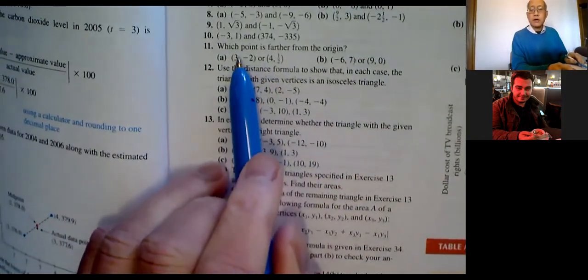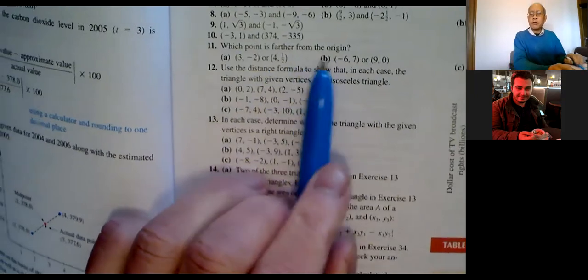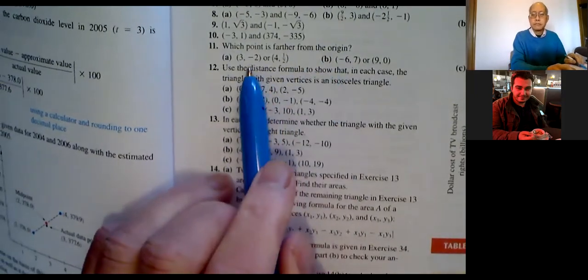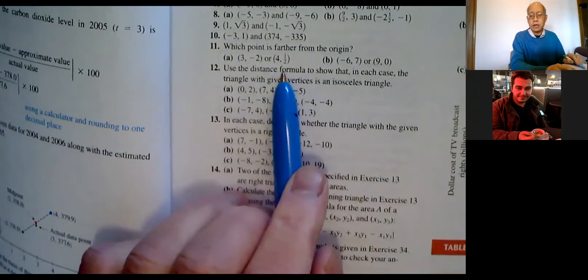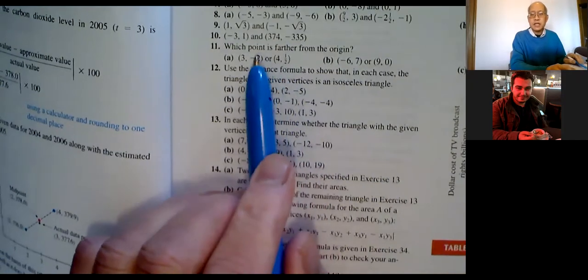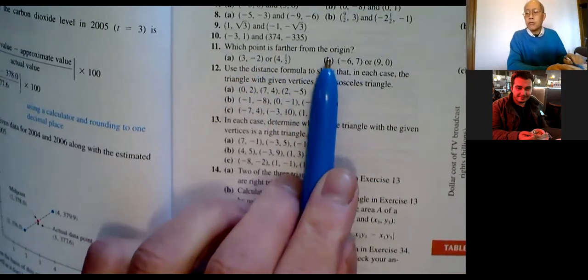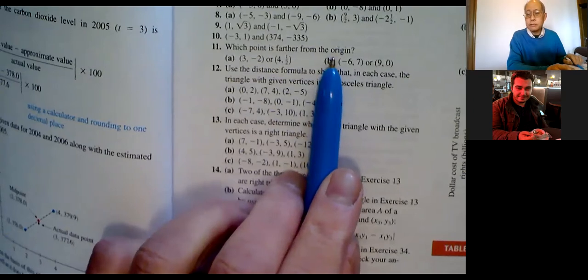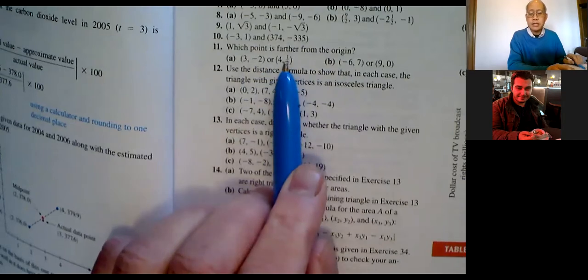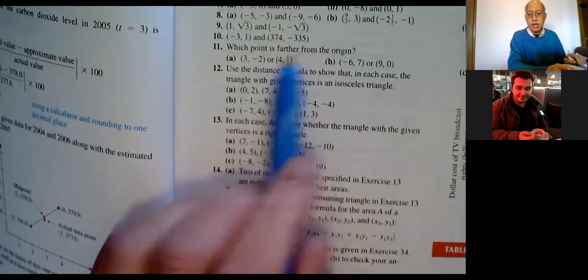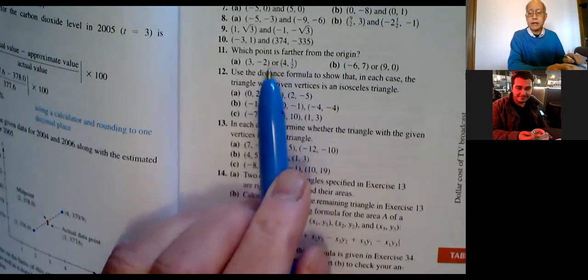11. Which point is farther from the origin? Let me do this one because it's harder. It has a fraction. So I find the distance from this point to the origin. What are the coordinates of the origin? 0, 0. So the distance this is from 0, 0, and the distance this is to 0, 0. And whichever is the bigger number, that'll be the farther, right?